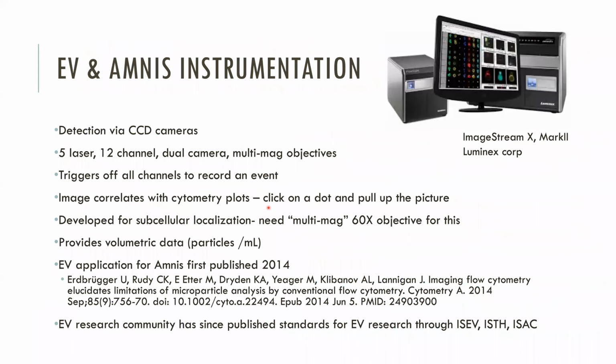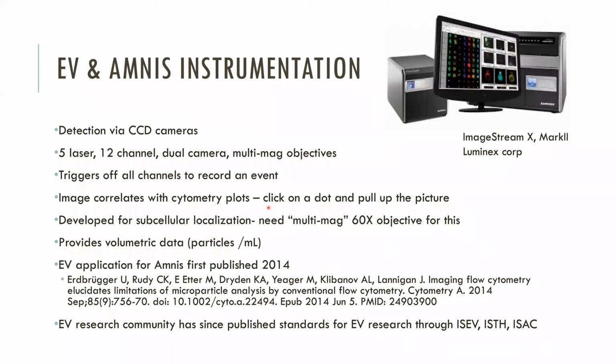The AMNIS instrumentation works quite differently than a standard flow cytometer. It uses detection based on a CCD camera using time delay integration in order to follow the particles as they move down the CCD camera array and get a longer runtime in front of the detector, so that you can detect fluorescence quite sensitively. Our instrument is 5 laser, 12 channels. It has 2 cameras that are synced together using an internal bead. There are multiple objectives on our instrument.